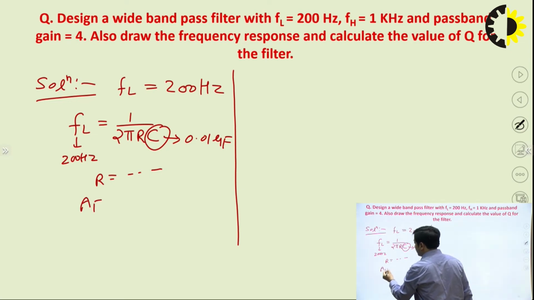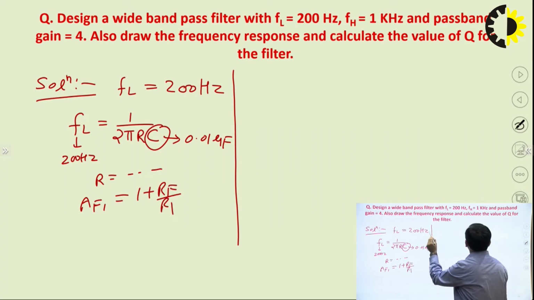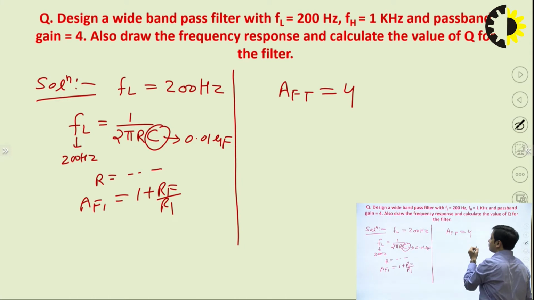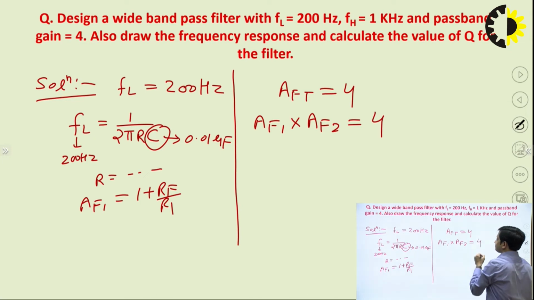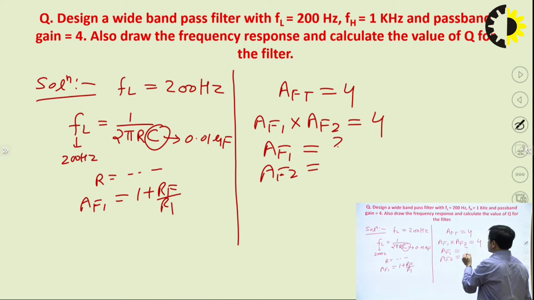For that we know that passband gain AF1 is equal to 1 plus RF upon R1. Now see, the passband gain is equal to 4. If the passband gain is equal to 4, what is this 4? 4 is the total passband gain, that is given. And what is AFT? AFT is the total passband gain, that is the passband gain of the first order high pass filter into the passband gain of the first order low pass filter, that is 4. So what will be the value for AF1 and AF2 individually? We can easily understand, 2 and 2.